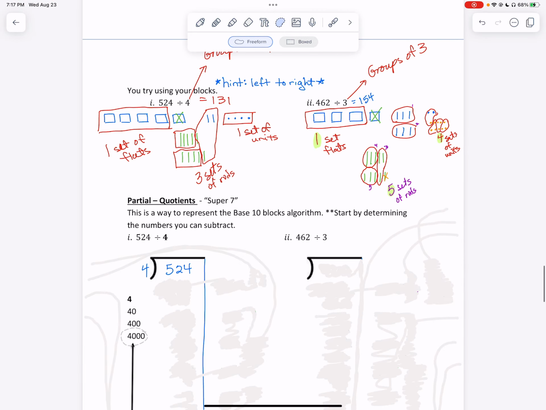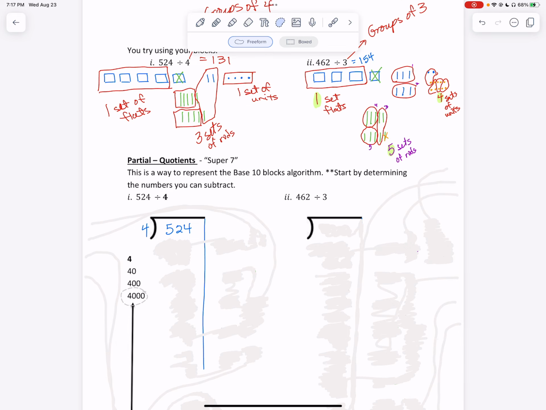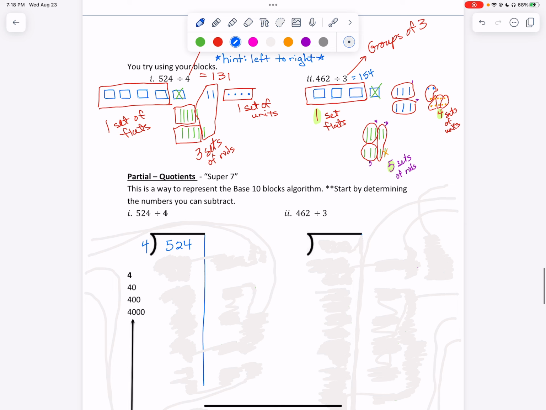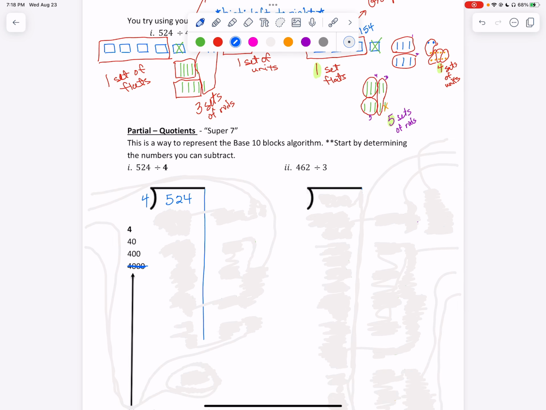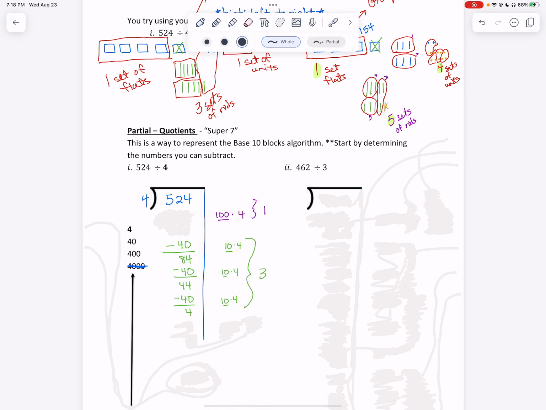So we want to start subtracting the biggest numbers that we can. Can I subtract 4,000 from 524? No, because I only have 524 rods, cubes, little cubes. So I don't have 4,000 of them, so I can't do that. But I can subtract 400.